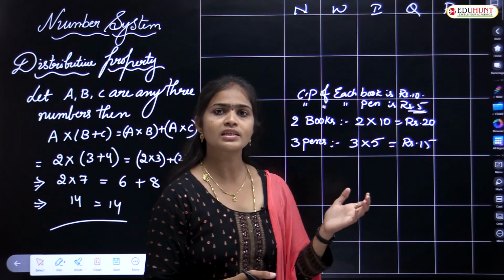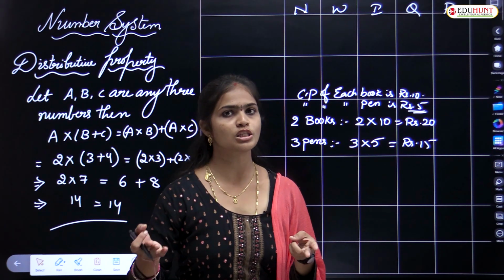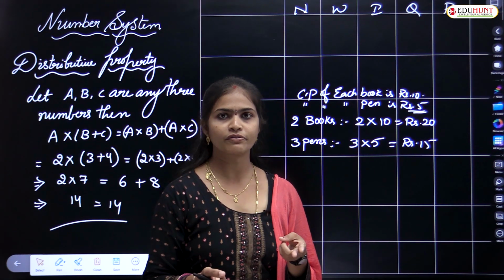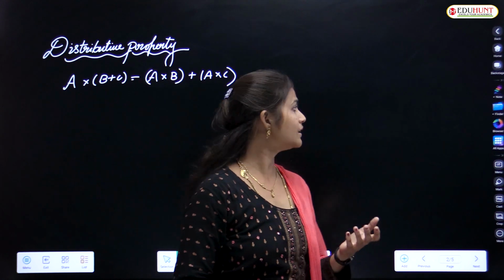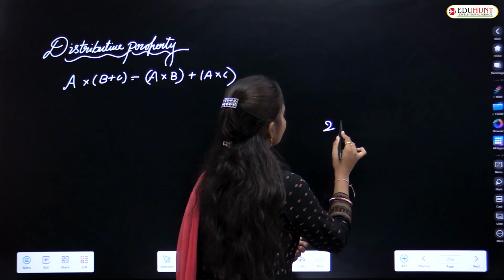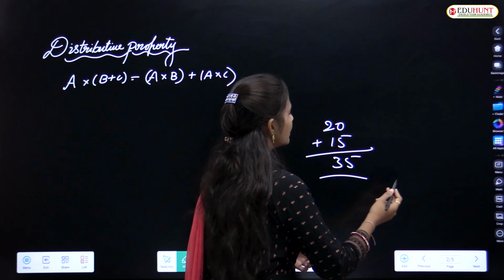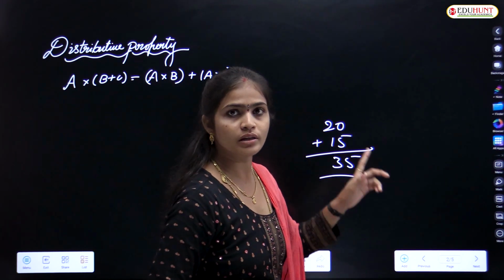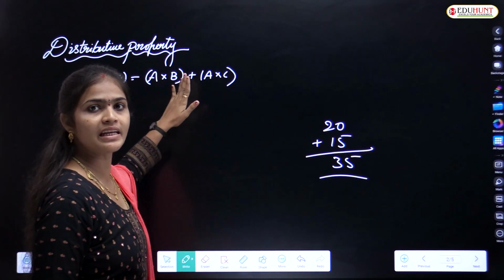Okay, so here what is the cost price of 2 notebooks? That is 20. Okay, what is the cost price of 3 pens? That is 15. So 20 plus 15. At the same time you can give it, so here you can pay 20 rupees and 15 rupees also, no? So altogether you can pay 35 rupees at a time. So just observe which concept I told you, the same concept we can apply here.